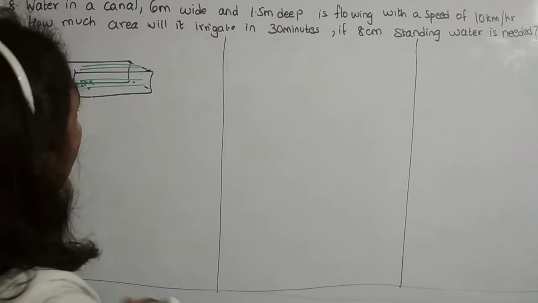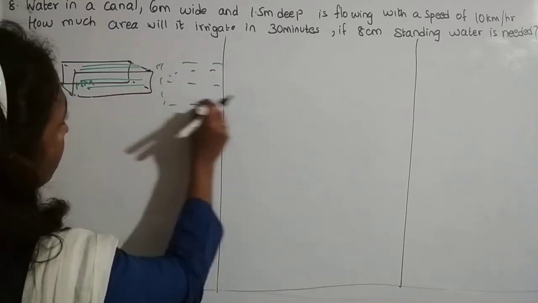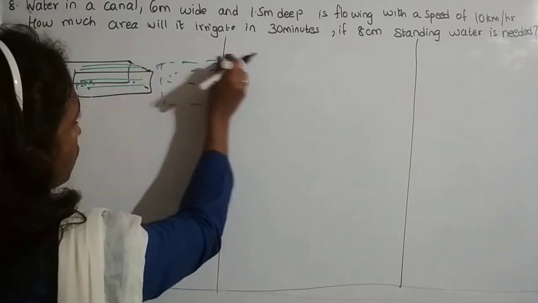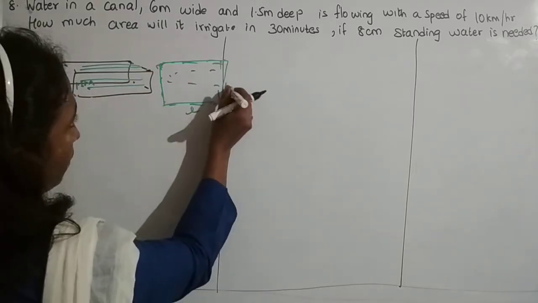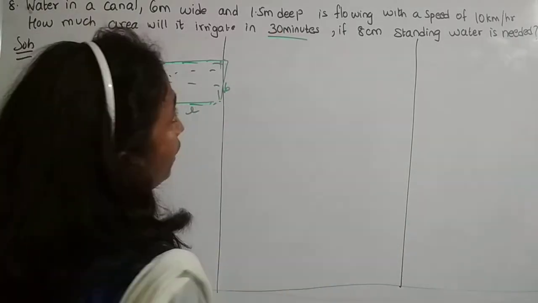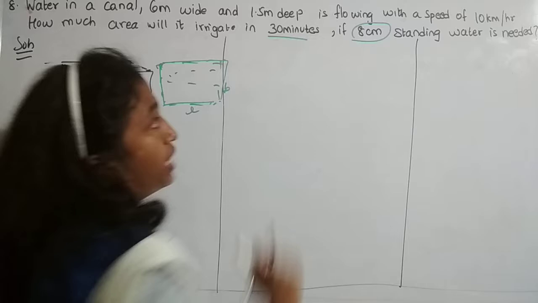Water is flowing, and here in this field it is given, what area will it irrigate? Obviously here also we take the area, which is usually a rectangle shape. So L and B we take. We have to find out the area, and in 30 minutes how much area will it irrigate, if 8 centimeter of standing water.